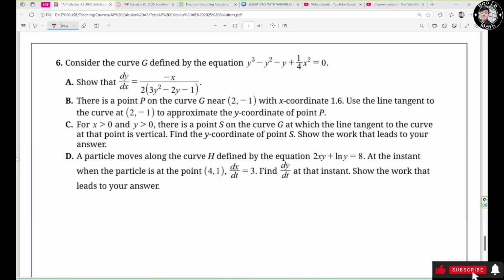Free response question number 6. Alright, consider the curve G defined by the equation y cubed minus y squared minus y plus 1 over 4 s squared equals 0. Show that dy over ds equals this expression. Alright, so basically we just take the derivative of both sides, right? So we have question A.